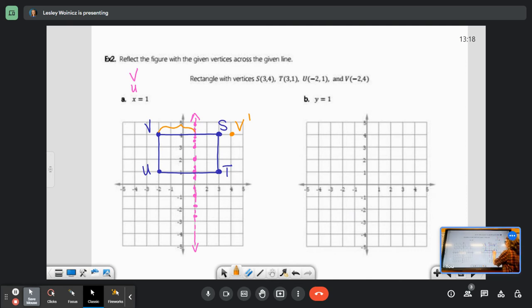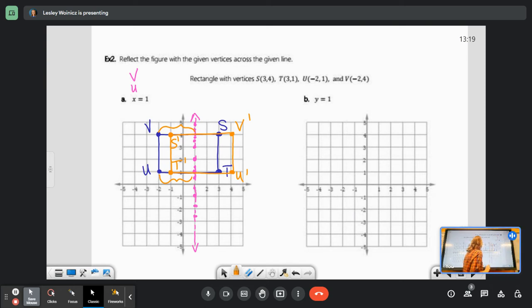U is also 3 units away from the line of reflection. So I'm going to put it 3 units away on the opposite side, U prime. S is only 2 units away, so I'm going to put S prime just 2 units away on the opposite side. Same with T. Here's T prime. Connect my points. And that is my reflection in the line x equals 1.